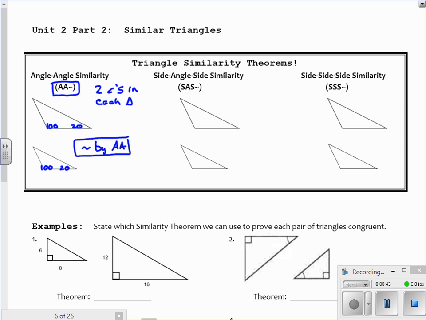Side, angle, side. It is set up exactly the way you need it. You need a side, an angle, and a side. So let's say we mark this one as 10. We'll just put a marking there and then 8.